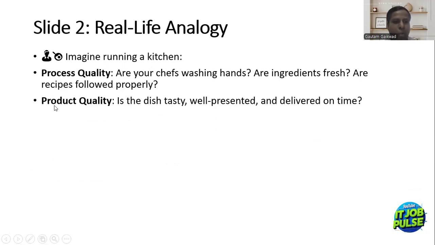Product quality is: is the dish tasty, well presented, and delivered on time. So quality is relatable to time as well, because if the time is missed, then it's not a quality product, right? Is the dish tasty? It is like the feedback, it should be tasty, right? And we need to make sure that we are designing it very well. I mean to say the decoration part of the dish. And let's say the order was given for 30 minutes, so we have delivered it within 30 minutes. So that is the product quality.